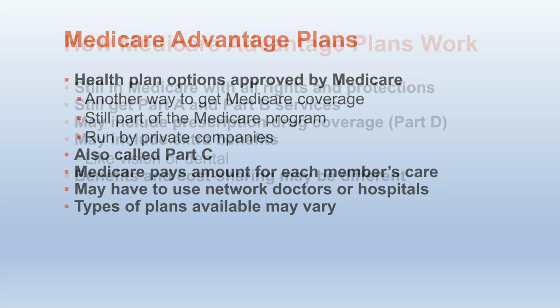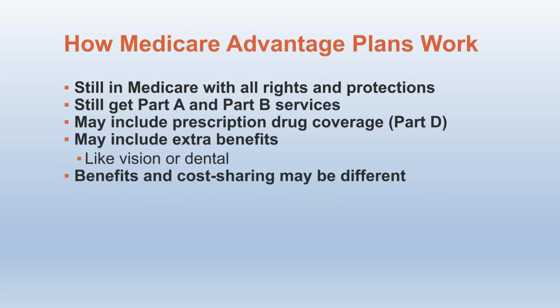How Medicare Advantage plans work. If you join a Medicare Advantage plan, you still have Medicare rights and protections. You still get all your medically necessary Part A and B Medicare covered services. You may get additional benefits offered through the plan, including Medicare prescription drug coverage, Part D, or other extra benefits, which could include coverage for vision, hearing, dental care, and/or health and wellness programs. Your benefits and cost sharing may be different than original Medicare.